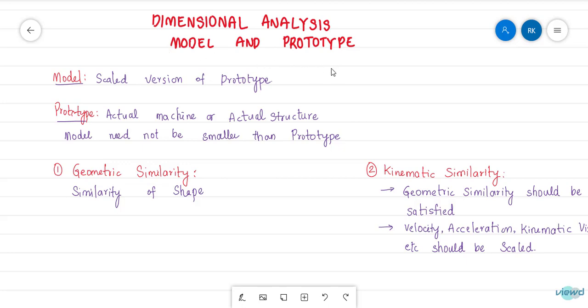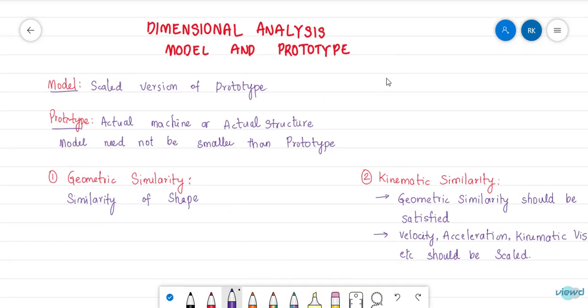If we need to make a machine or any structure, first we need to test the structure or machine. In olden days, they used to make a small model of a prototype, that means the actual machine or a structure, and they used to test it on the model, and then they used to construct the prototype. But now there are simulators in computers. So in olden days they used to construct a model.